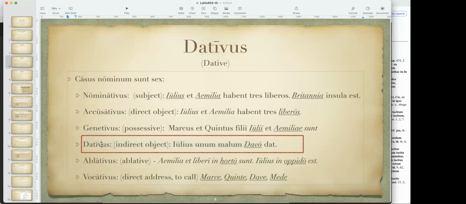Anyway, we have the dative, which is an indirect object. So Julius unum malum Davo dat. Julius gives one apple to Davos. I'm pulling apple from the next section.